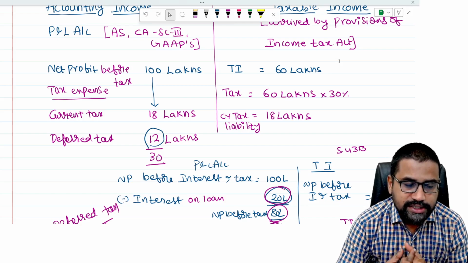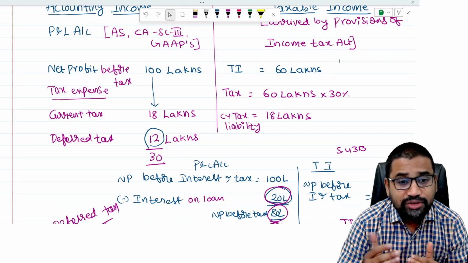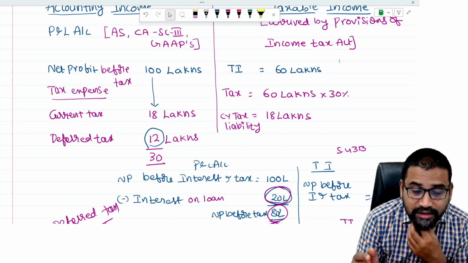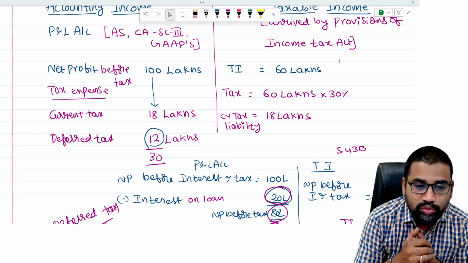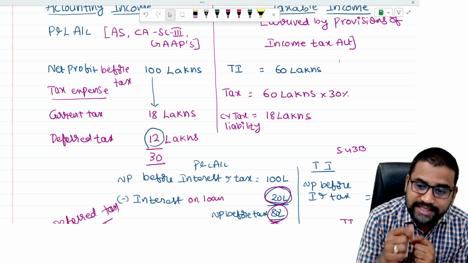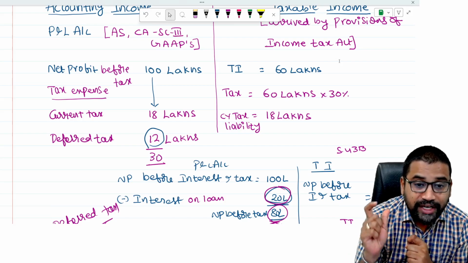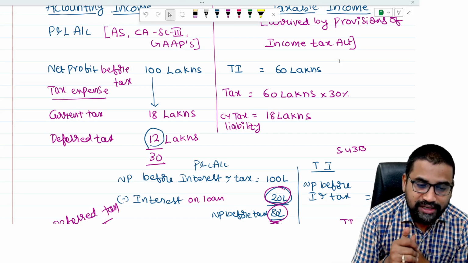Accounting standards, Schedule 3, Companies Act provisions, generally accepted accounting principles. By following all these things, you prepare P&L account. And you will get what? Net profit. And on the other hand, can you take this net profit from P&L account and pay tax on this? No. You have to ascertain taxable income by following the provisions of Income Tax Act. So by following the provisions of Income Tax Act, we need to find out taxable income. On this taxable income, we need to pay tax to the government.